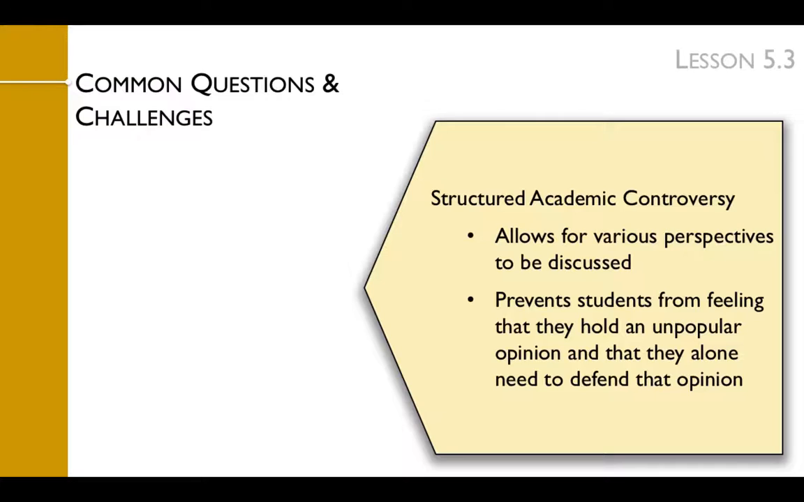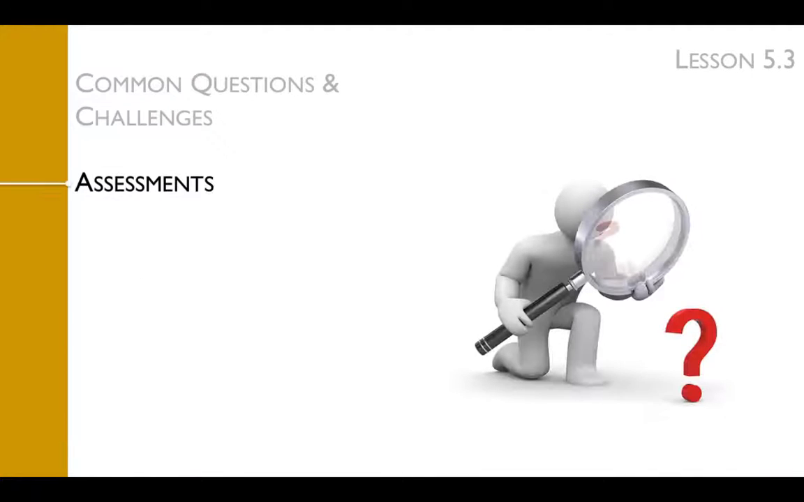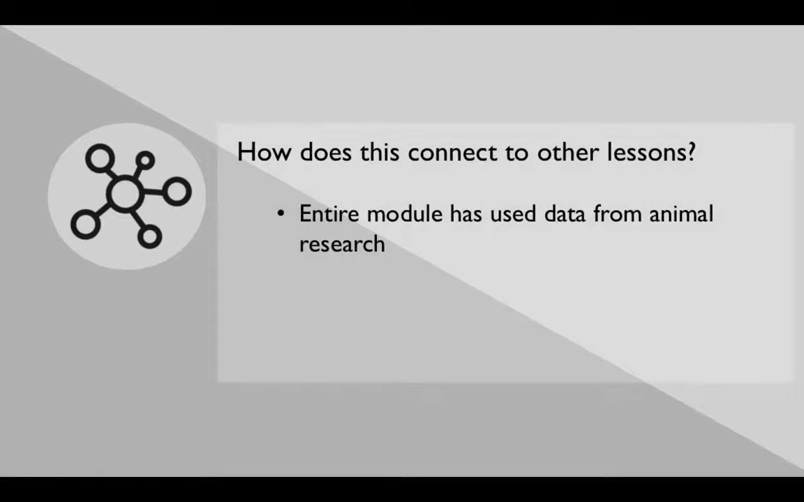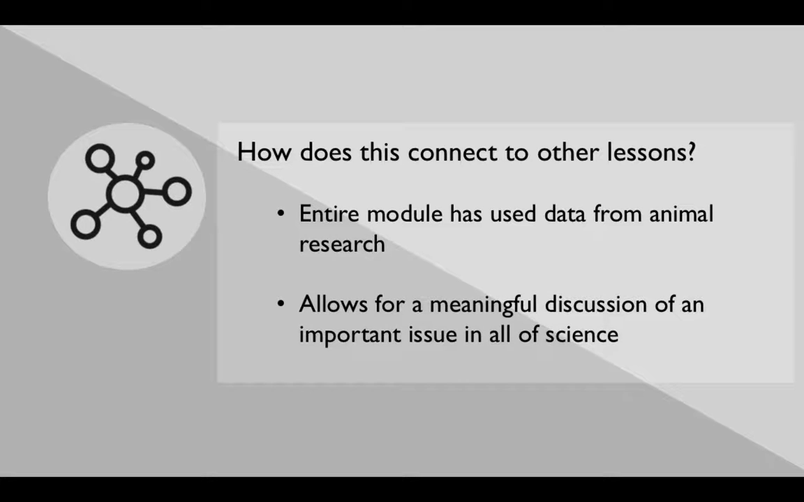Since students work in small groups to research and present various perspectives on the issue of animal use in research, no one student would ever need to be singled out for his or her belief. At the end of this lesson, students should appreciate that there are many different perspectives on the issue of animal use in research. Since this entire module has used data from animal research, and more will be used in the lessons to come, this lesson finally addresses the elephant in the room and allows for a meaningful discussion on an important issue in all of science.